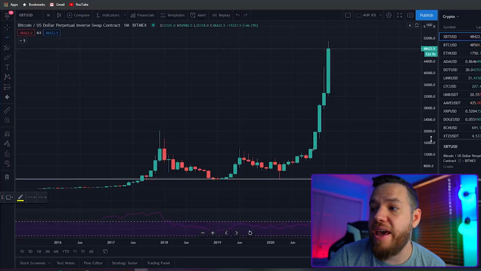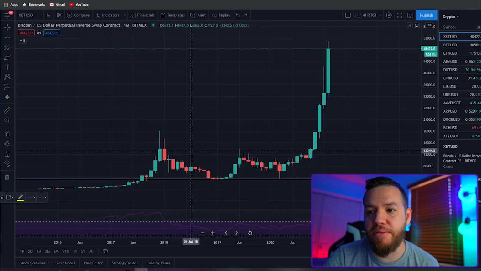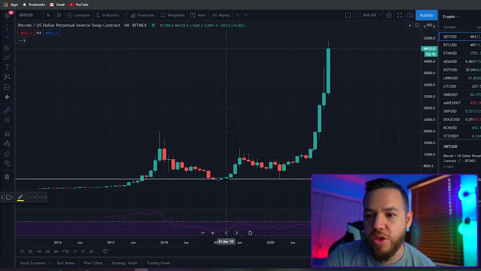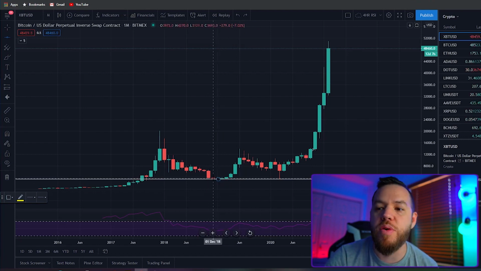So let's go ahead and mark some support and resistance levels here. So I already marked the first one, which is this bottom one, which is right around that 3,000 level.